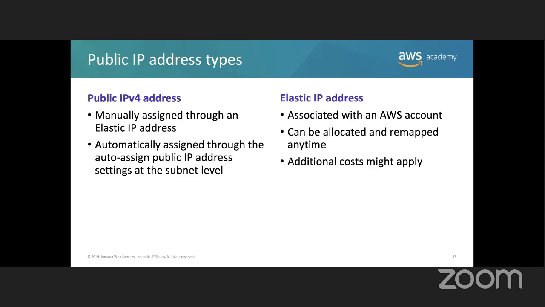Okay. But it will cost you. The first one is free as long as it is attached or associated to a running instance. If the instance is not running and you're not associating your elastic IP address with any EC2 instance, then you're going to be charged for that. Okay. So manually assigned through elastic IP address, right? And automatically assigned through the auto-assigned public IP address settings at the subnet level.